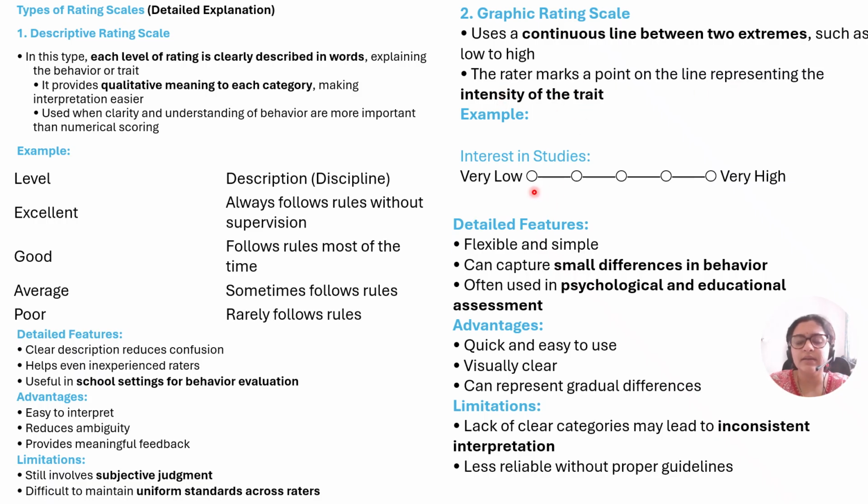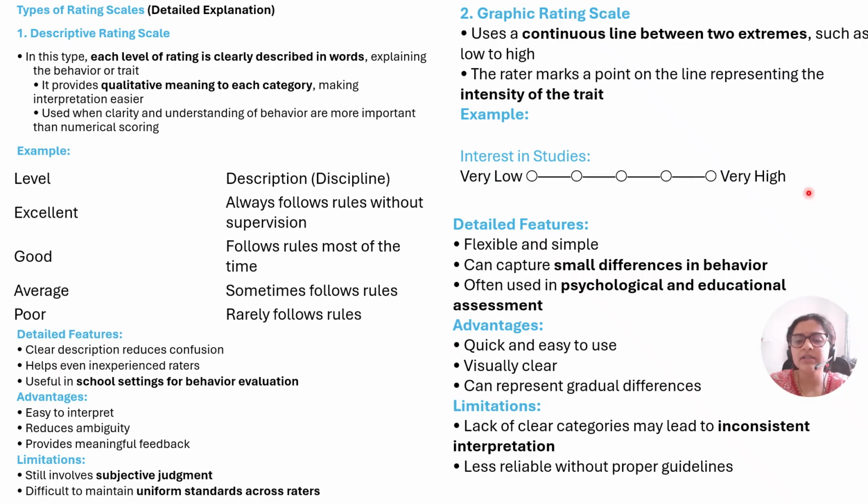So let us see an example. Interest of a person in studies. One extreme is very low. The other extreme is very high. A line is drawn between both the extremes. And this point marks low intensity.